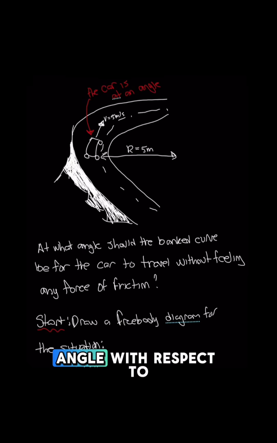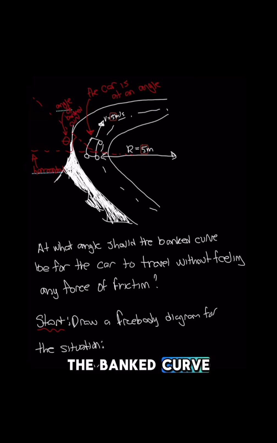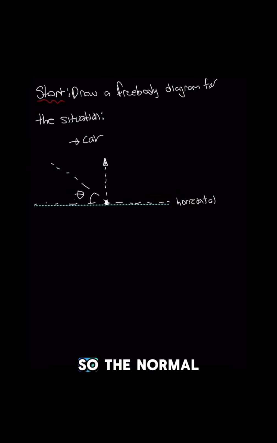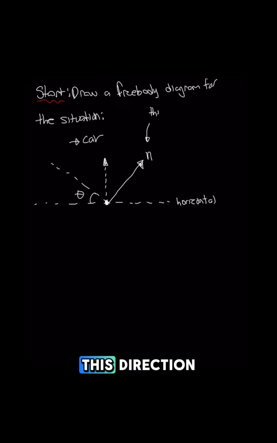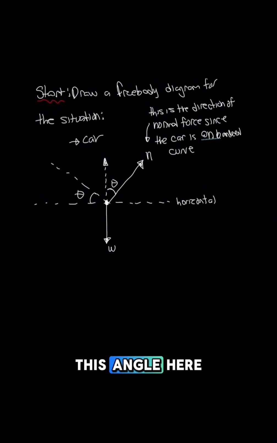Notice the car is at an angle with respect to the horizontal here, and that angle is going to be theta. That's the angle of the banked curve. If we draw a free body diagram here, we have the horizontal and we have this angle theta. So the normal force is going to be pointing in this direction. Since the car is on the banked curve at that angle, we're also going to have the weight force. And the angle theta is also going to be this angle here due to trig.